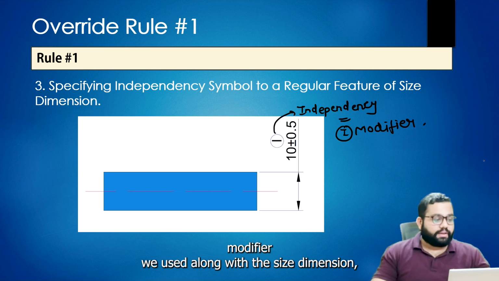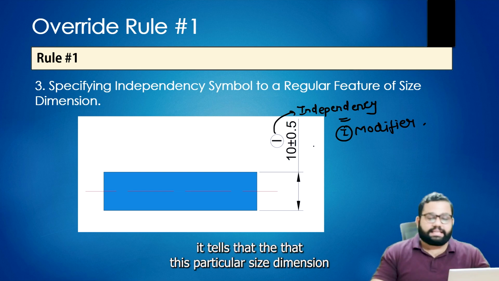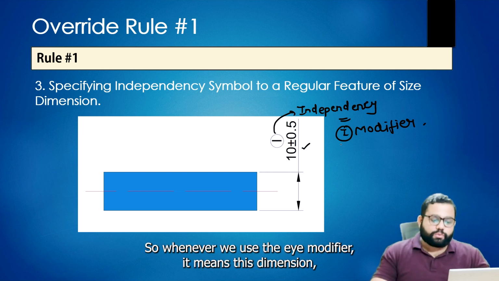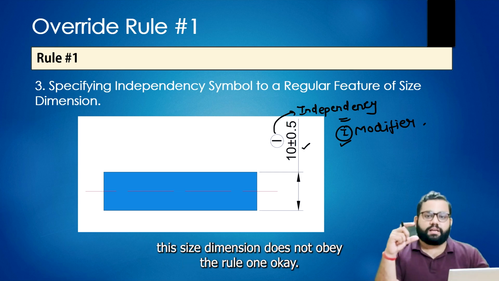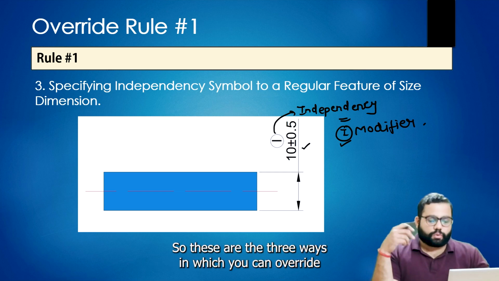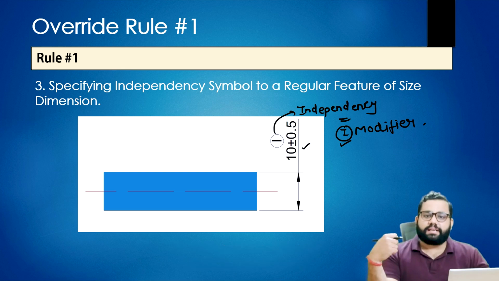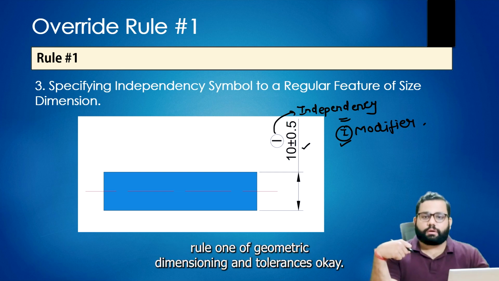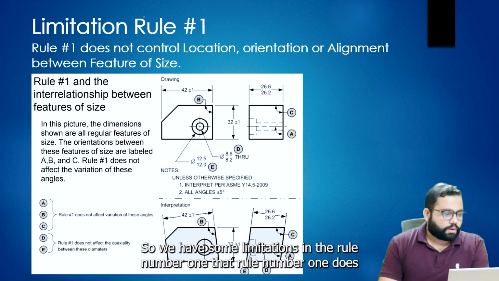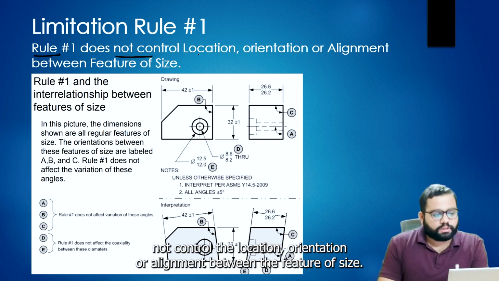Whenever we use this modifier along with the size dimension, it tells that this particular size dimension of a regular feature of size does not obey rule 1. So whenever we use the I modifier, it means this size dimension does not obey rule 1, hence we can override rule number 1. These are the three ways in which you can override rule 1 of geometric dimensioning and tolerancing. We have some limitations in rule number 1. Rule number 1 does not control the location, orientation or alignment between the features of size.